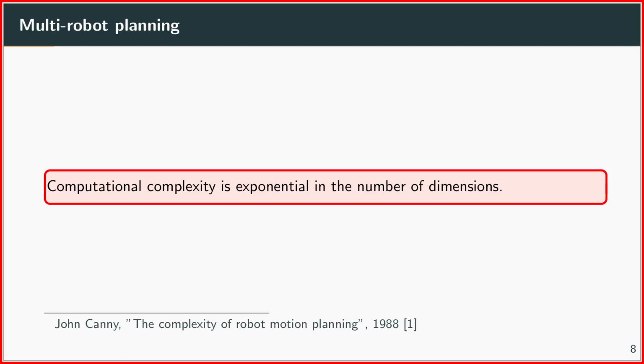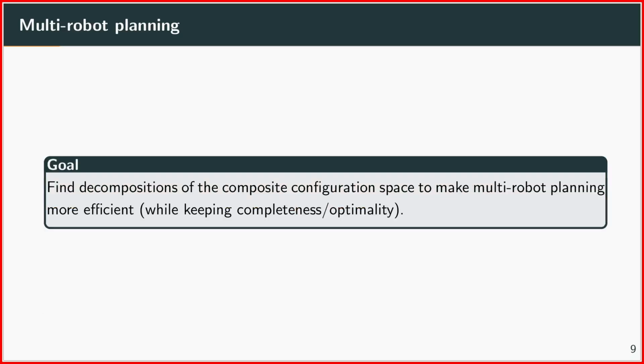However, there's a big problem here, namely that we already heard in previous lectures that computational complexity of motion planning is usually exponential in the number of dimensions. So this means every time you add dimensions, the runtime of your planner becomes worse and worse and worse. And so, of course, if you have a composite state space with a very large number of dimensions, then planning is not practical anymore. And we need to find different approaches.